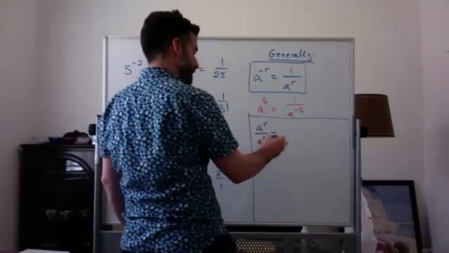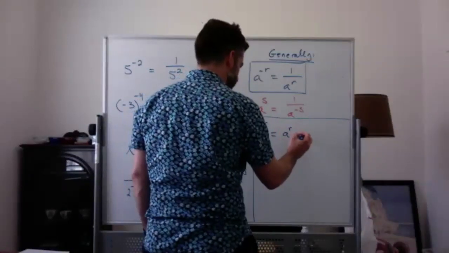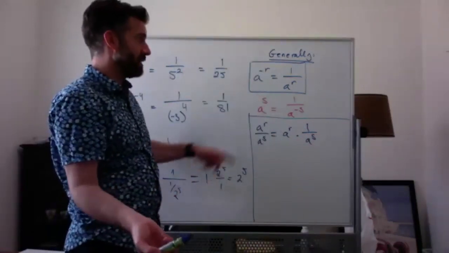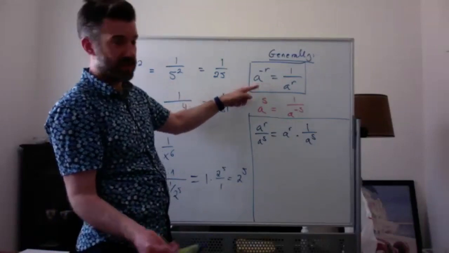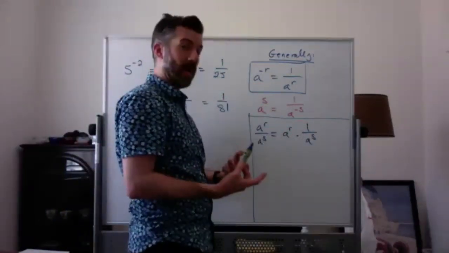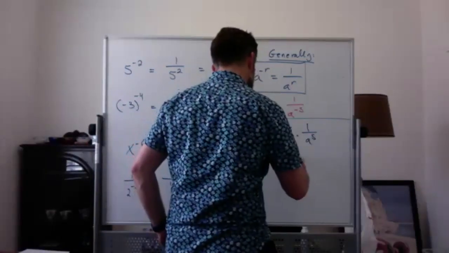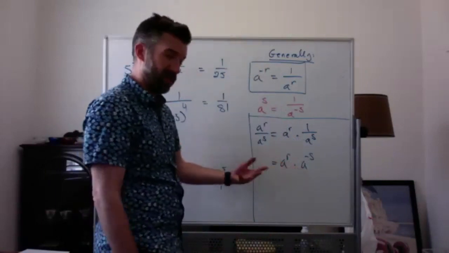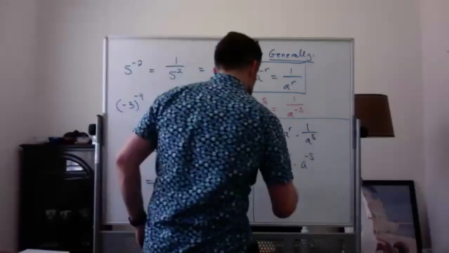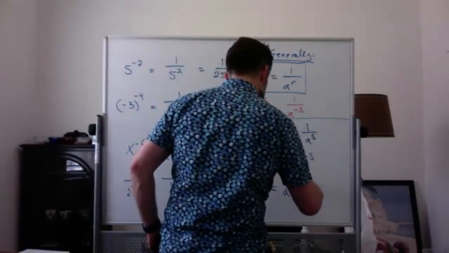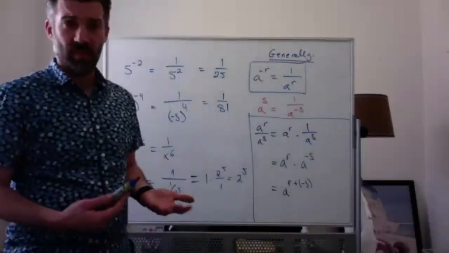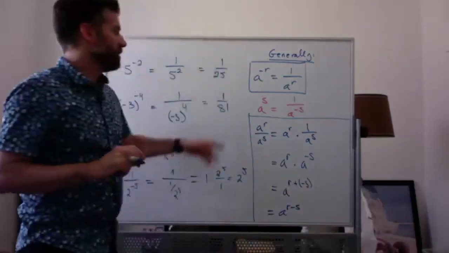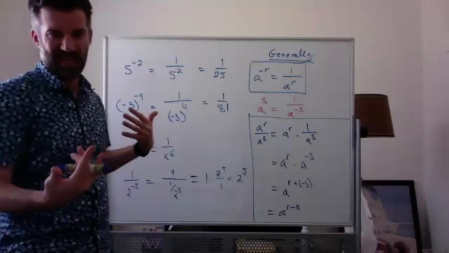A to the r divided by a to the s is really just a to the r times 1 over a to the s. But then 1 over a to the s is just a to the negative s, right? I bring it up to the top. I change the sign of the power. And then when I multiply these two things together with the same base, I'm going to add the powers. So I get a to the r plus negative s. So I should just write that as r minus s as the power. So this division is really just multiplication hiding.